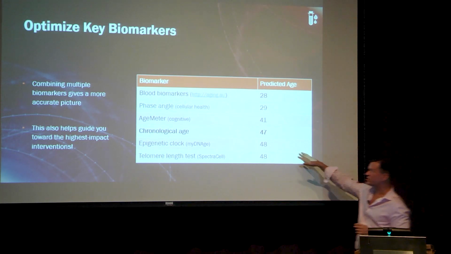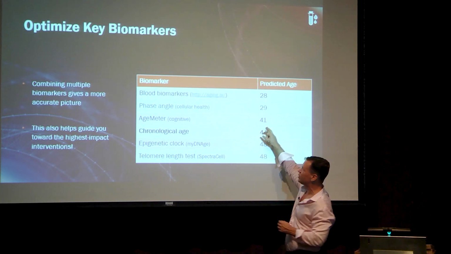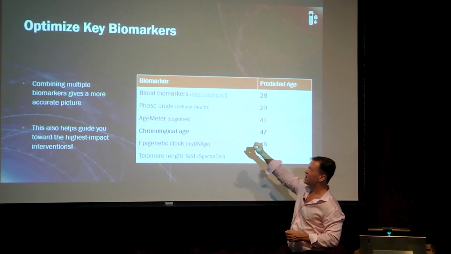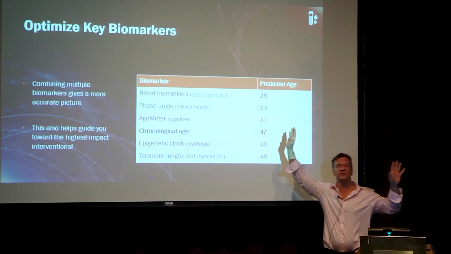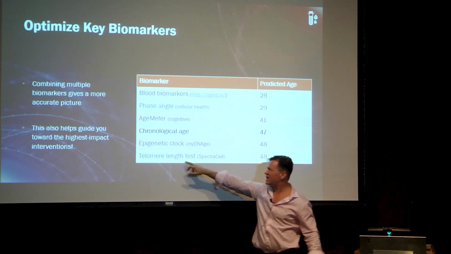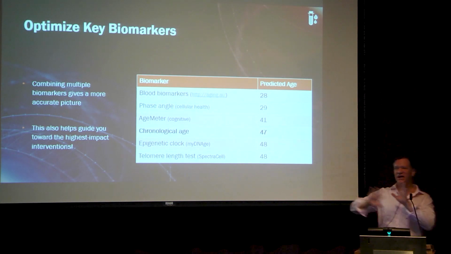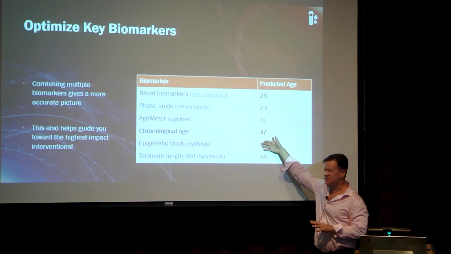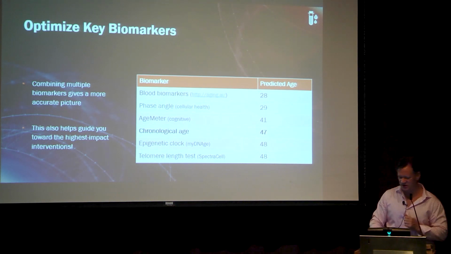So here are my actual scores. You can see my chronological age is 47. My age meter cognitive test says I'm 41. My phase angle from a Seika scanner says I'm 29 years old. And then my blood biomarkers from that aging.ai website say that I'm 28. So that's all great. Unfortunately, I also got my epigenetic clock looked at through my DNAge, and I did a telomere length test, and both of those say I'm 48. So that kind of tells me where I'm at. There are certain areas where I seem to be doing really well, and certain areas, such as my epigenetics and my telomeres, where I probably have a slightly larger risk.